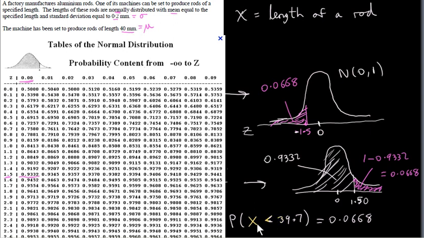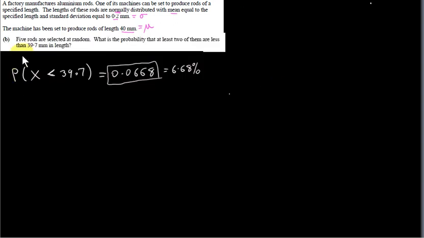So putting this together now, x is the length of a rod. The probability that a randomly selected rod has a length that is less than 39.7 is 0.0668. Another way we could interpret this is that if we have a large population of rods, then this fraction of them, or if you like 6.68% of them, we write this as a percentage, have lengths that are less than 39.7 millimeters.